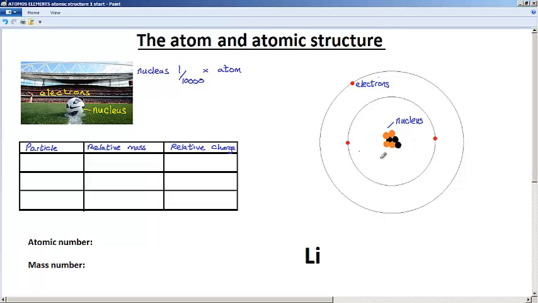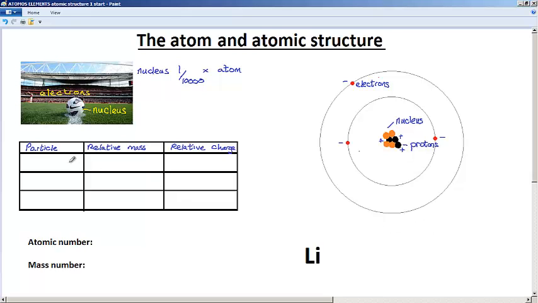Now if we look at the nucleus we will see that it's made of 2 types of particles. The black ones here are called protons. These have a positive charge, so in this case we've got plus, plus and plus. And the electrons on the outside have a negative charge. So if we sum up the charges on the lithium atom, we have 3 positives and 3 negatives, which gives us an overall charge of 0.